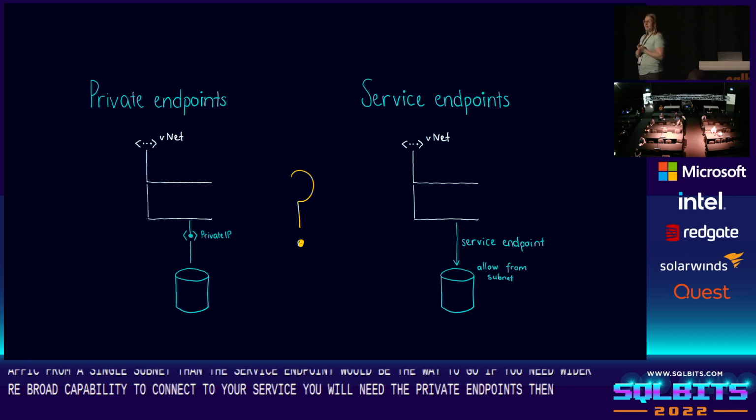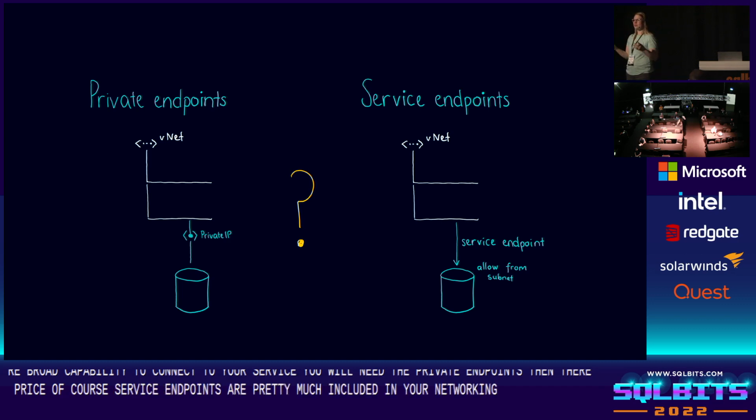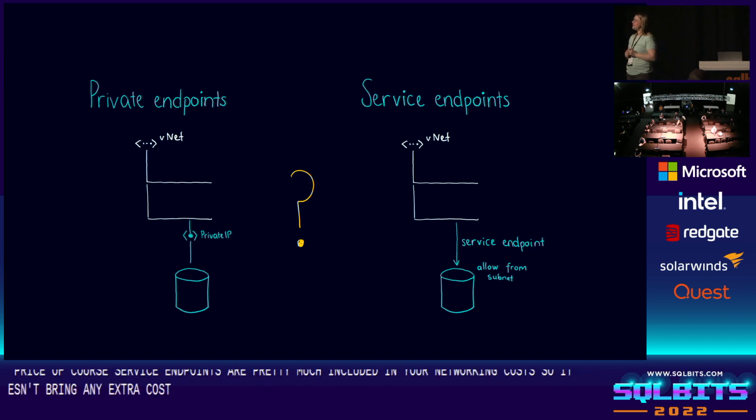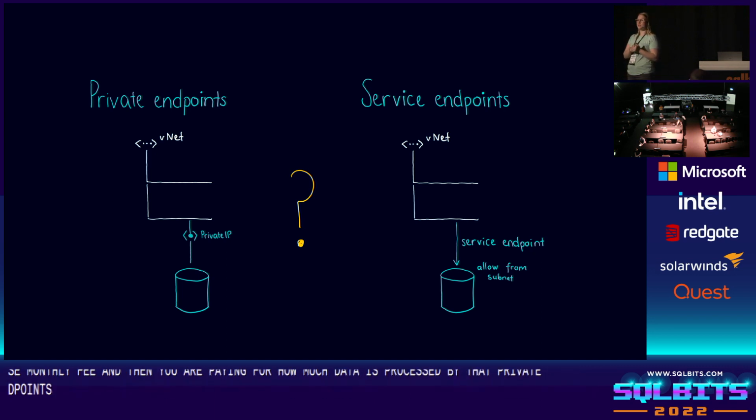Then there is price, of course. Service endpoints are pretty much included in your networking costs, so it doesn't bring any extra cost to it. But private endpoints, on the other hand, do cost. There is a base monthly fee, and then you are paying per how much data is processed by that private endpoint. So keep that in mind.